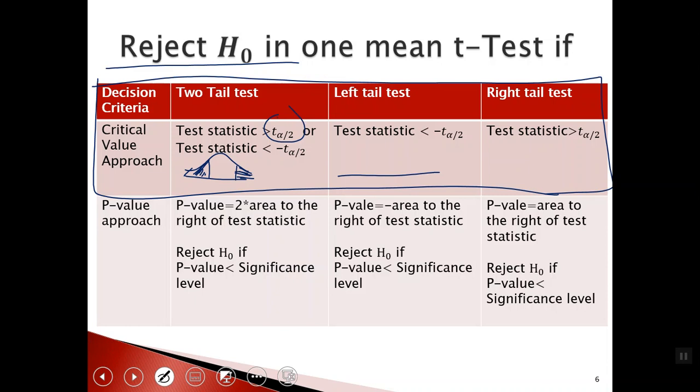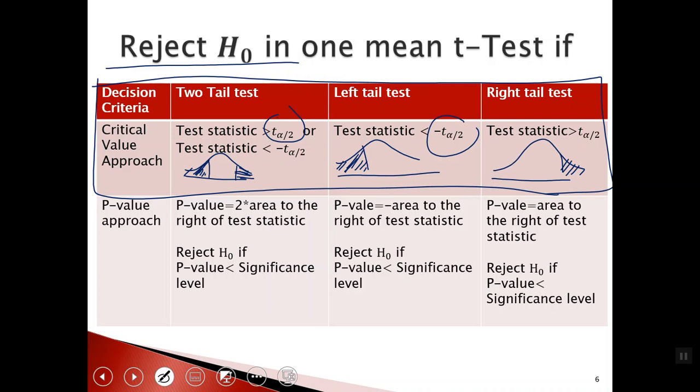Left tail test: test statistic value less than negative t alpha over 2, which means something like this. We reject our null hypothesis if our value is inside this rejection region. Right tail test, we use when the test statistic value is greater than t alpha over 2, something like this. Same picture we used in previous chapters, previous sections.